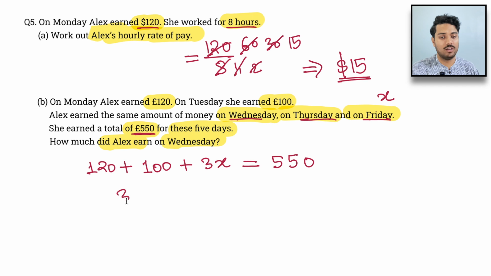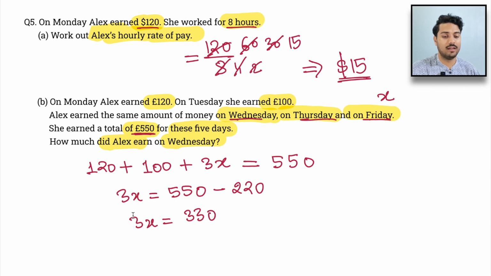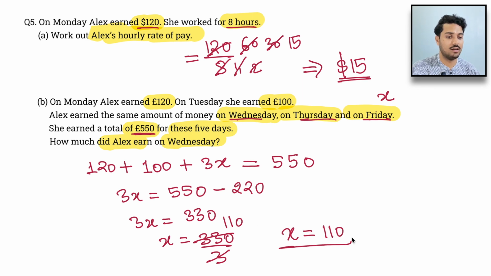So let's check. We can do 3X equals 550 minus 120 plus 100, that is 220. So 3X will be 550 minus 220, that is going to be 330, and then X equals 330 divided by 3. So 3 ones are 3, 3 1 1 0. So X is 110. So 110 pounds is the answer for Wednesday, and not only for Wednesday, because she earned the same amount on Wednesday, Thursday, and Friday. So each day she earned 110 pounds.